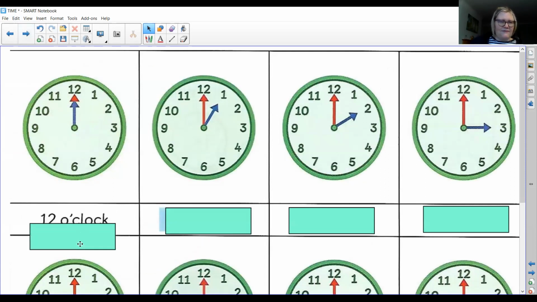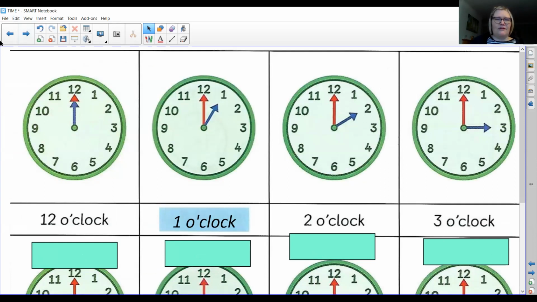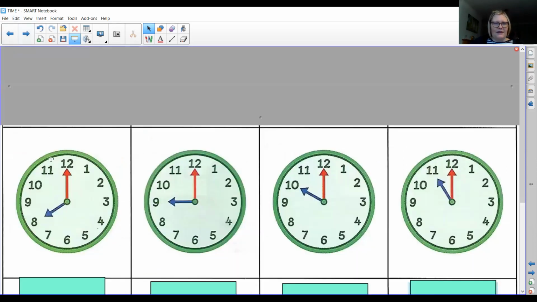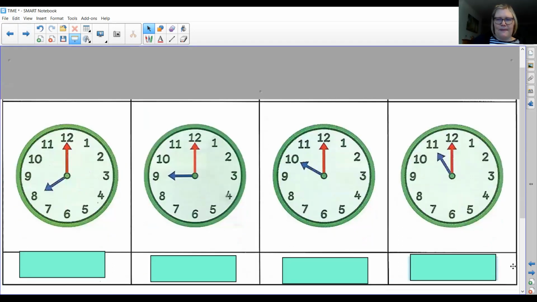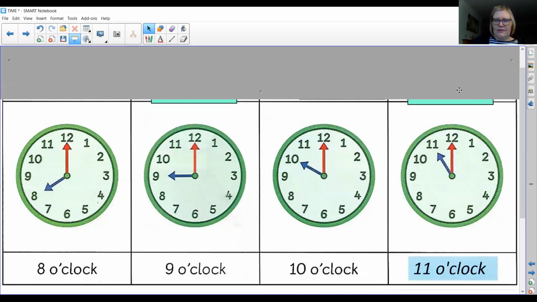Right, children, did you get them right? The first one is 12 o'clock. Then we've got 1 o'clock and 2 o'clock and 3 o'clock. Okay. Look at these times now. Pause the video, have a little go, see if you can read those times. Yeah, so this one is 8 o'clock. And we've got 9 o'clock, 10 o'clock, 11 o'clock. Look carefully at how we spell o'clock as well. We need to be able to spell that right with the apostrophe in the right place.